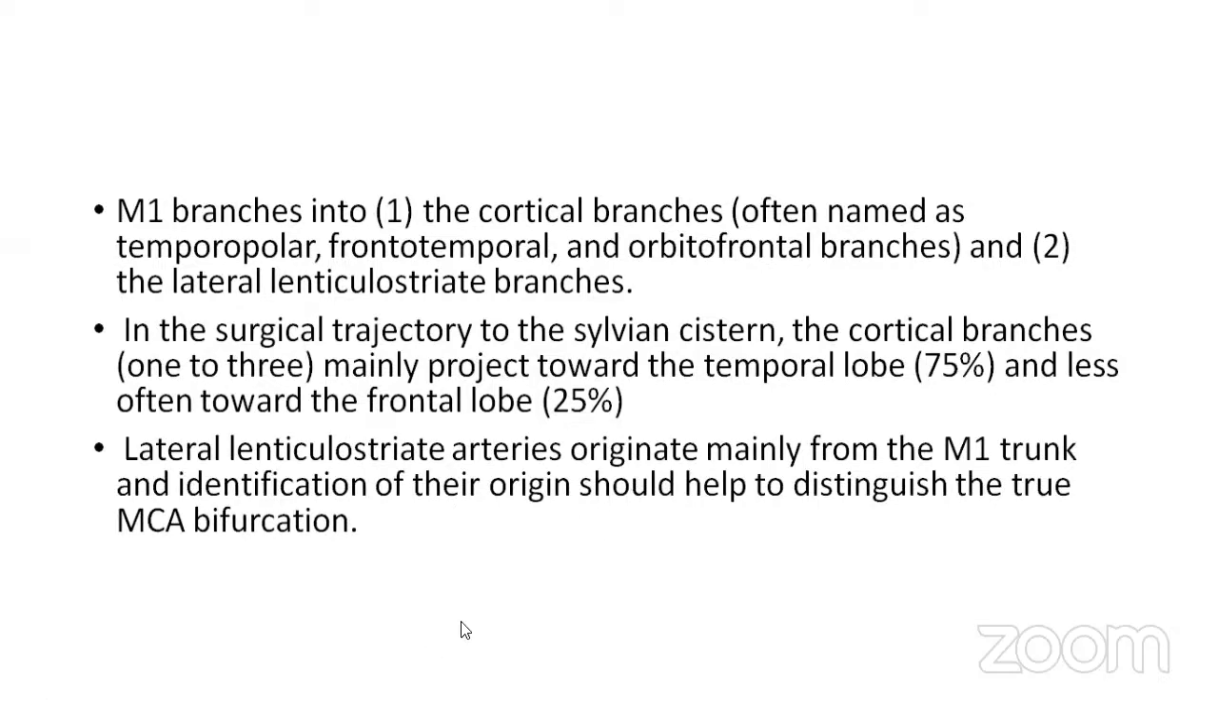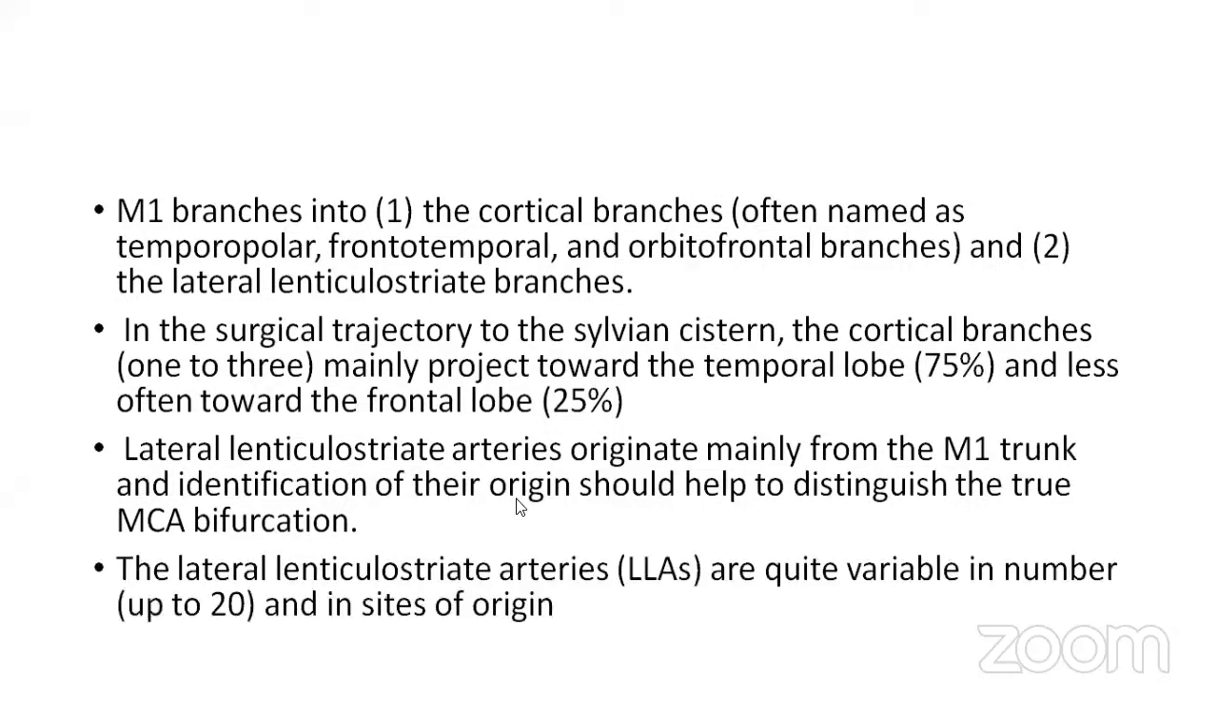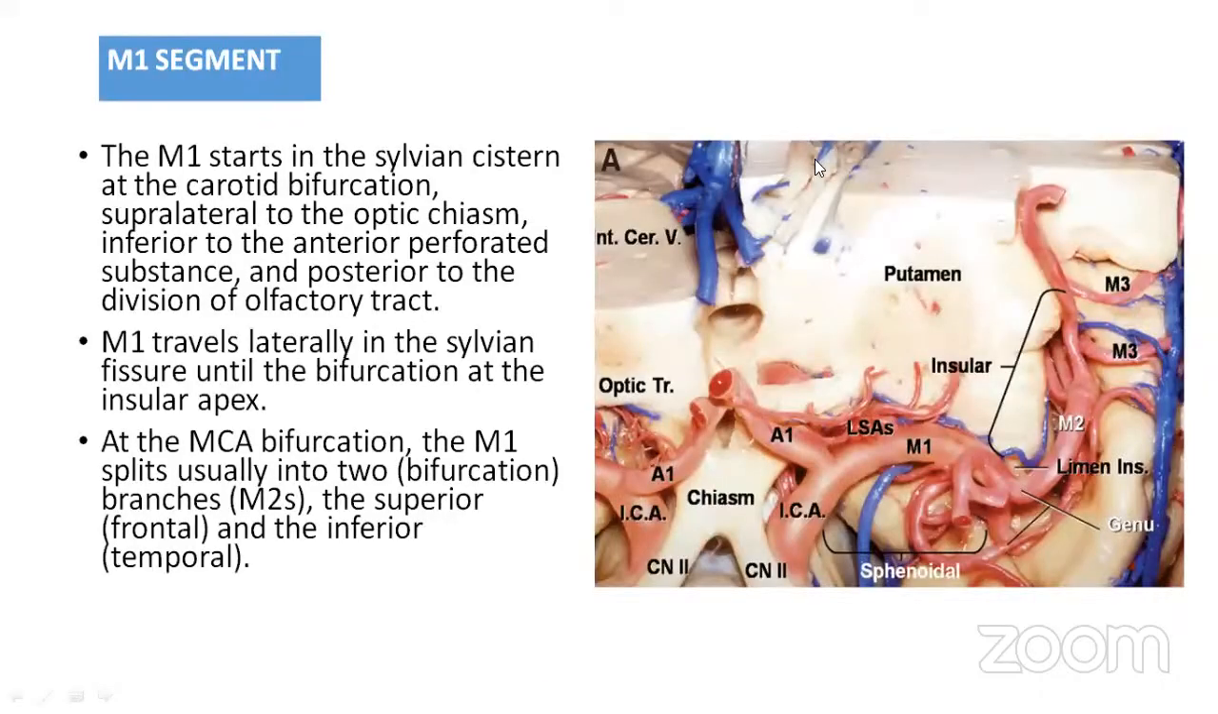The lateral lenticulostriate arteries originate mainly from the M1 trunk, and their identification should help distinguish the true MCA bifurcation. This we have already seen pictorially. The lateral lenticulostriates are quite variable in number, and they may be up to 20, and there is also variability in their site of origin. Most commonly that we see is from the M1 segments prior to the bifurcation, and they pass on ahead to be distributed via the anterior perforated substance.